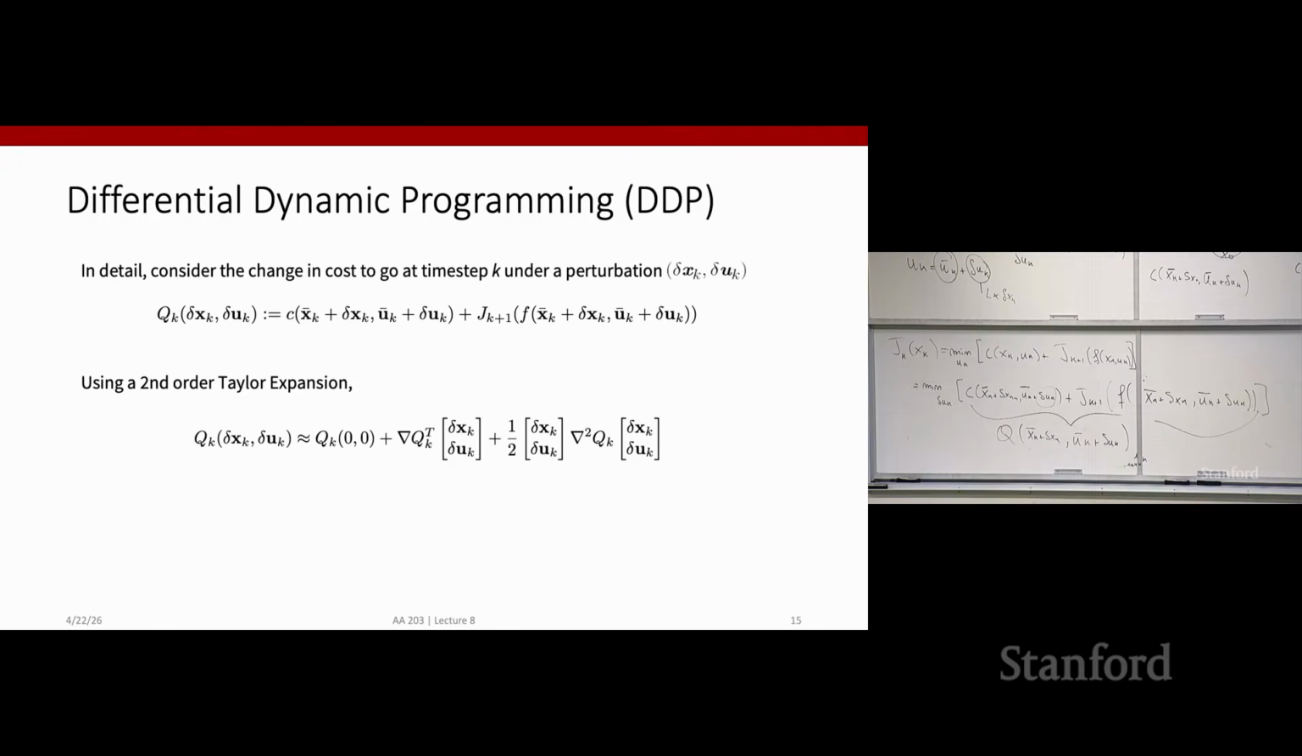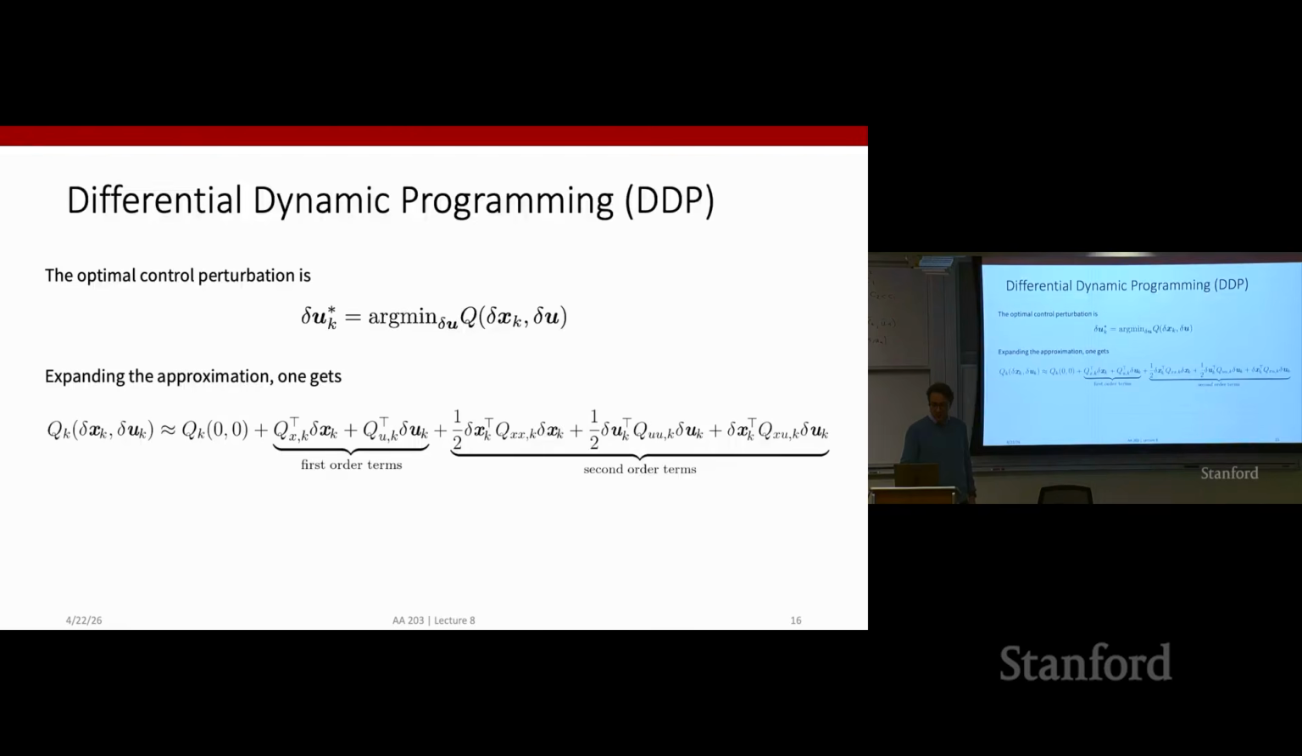So how do we solve? We're just left with a problem of computing the optimal delta u that minimizes the quadratic approximation of the Q function. But this is super easy to do, right? You just take the derivative equal to 0. Do you see what I'm doing here?